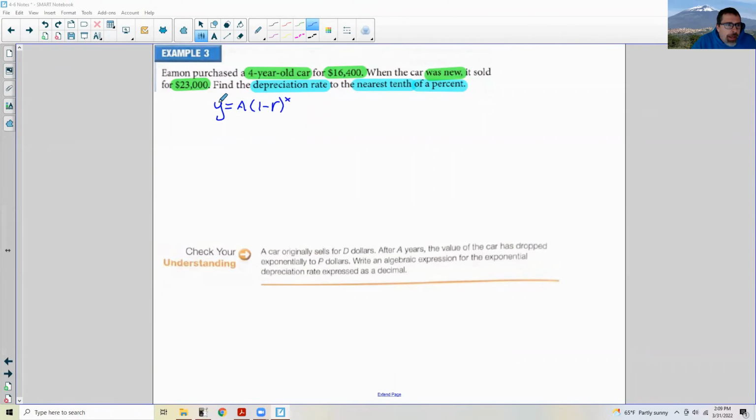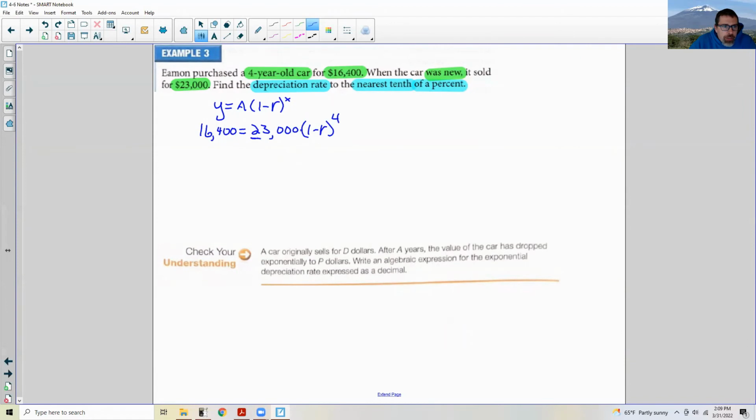Okay, so Y is our current value. So now we substitute in. So that's going to be 16,400. A is the initial value of the vehicle when it was new, which is 23,000, times 1 minus R. And the power is the number of years, which is 4. So here's the formula substituted in. We're trying to solve for R.